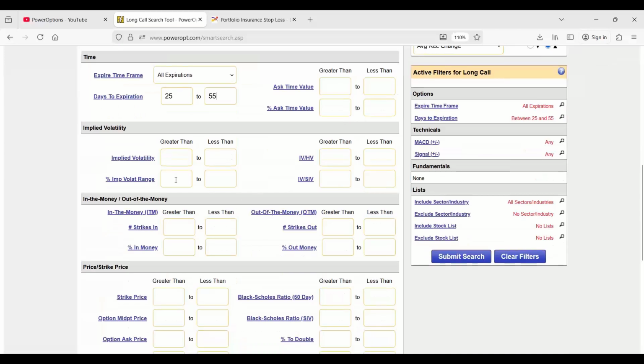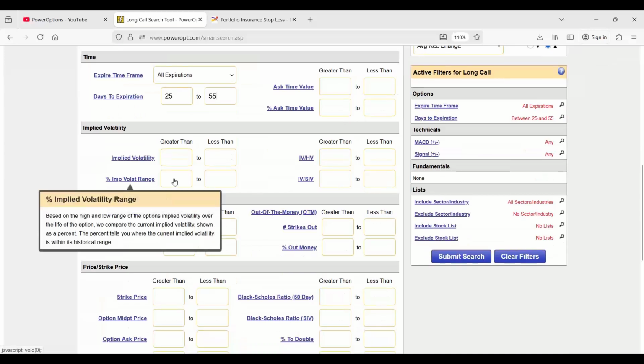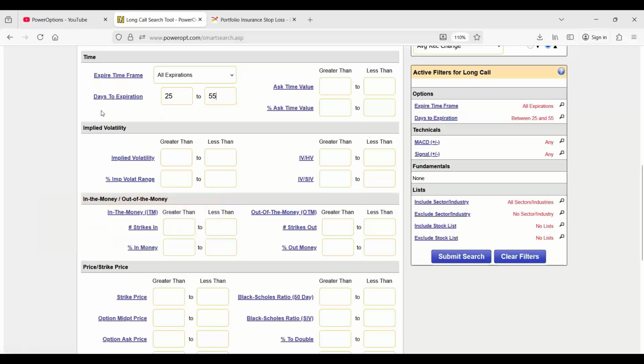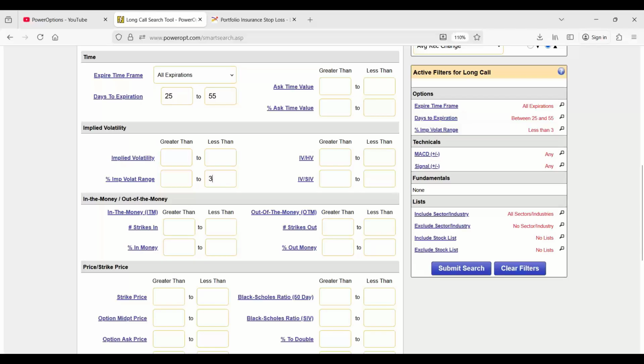Percent implied volatility range. What is this? This is the option's current implied volatility compared to where the implied volatility of your particular strike has been over the life of the option since it's been released on the market. Commonly, when I'm buying options, I might want something that's less than 30%. In other words, at some point the implied volatility was up at 0.87, but its low is at 0.45.